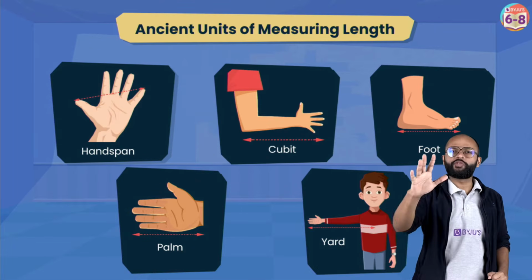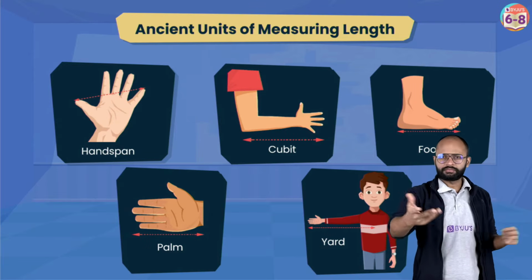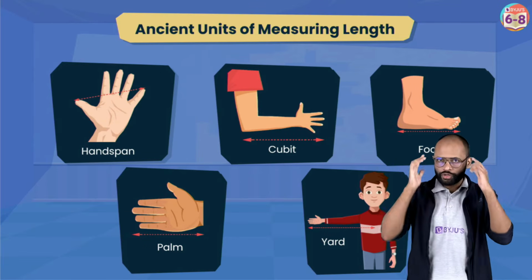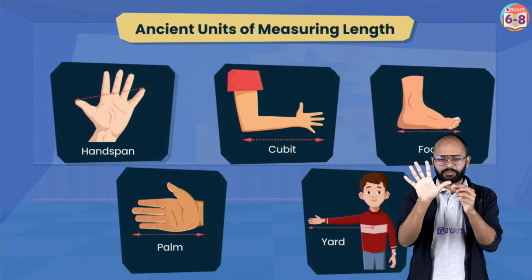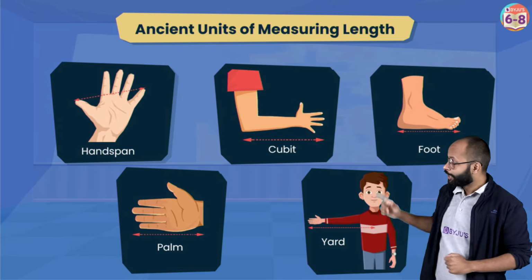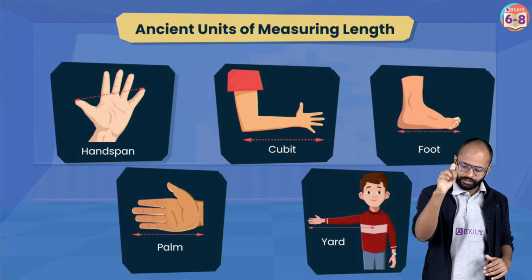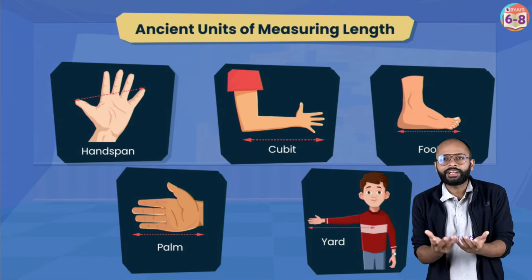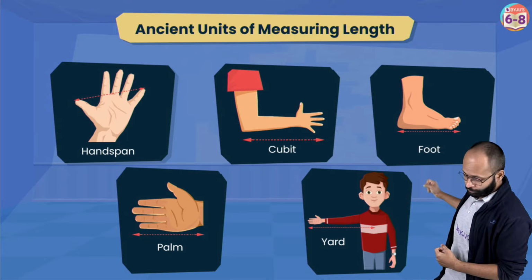We had very crude way of saying things like my height is 10 handspan. So we should know what was a handspan. Handspan is span of your hand from the tip of your thumb to the tip of your pinky finger. That is handspan. Cubit, in Egypt it was used. From elbow to the tip of your finger. That was cubit. Foot, literally the length of your feet. The foot, correct? That was the foot.